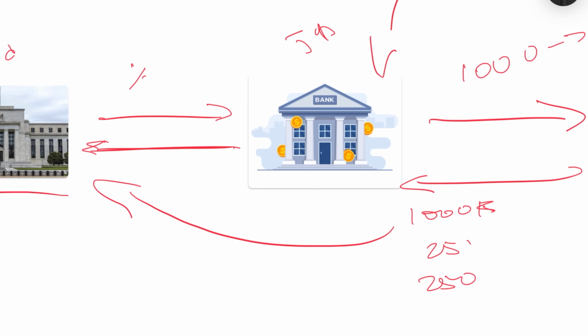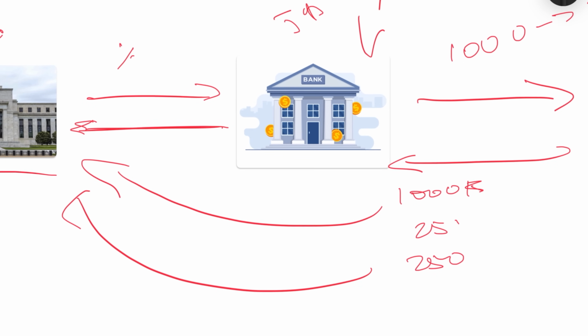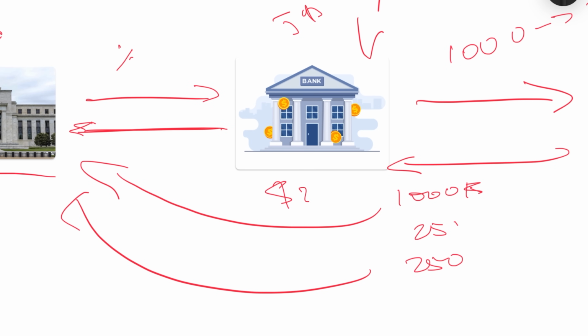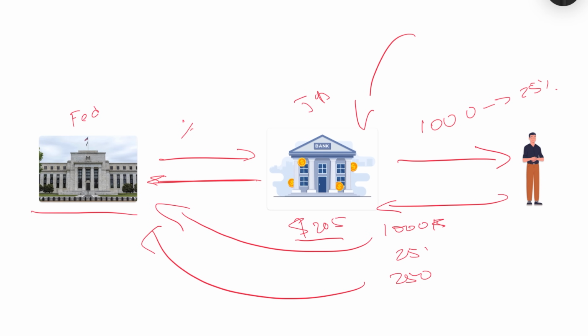Now JP Morgan will take this $1,000 and return it to the Fed and will take 4.5%, or $45, and pay it to the Fed, and that will leave JP Morgan with $205 in pure profit, which means that any money that has entered the economy enters through banks from the Federal Reserve.